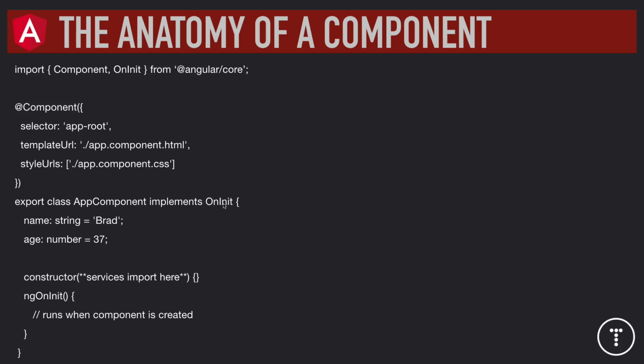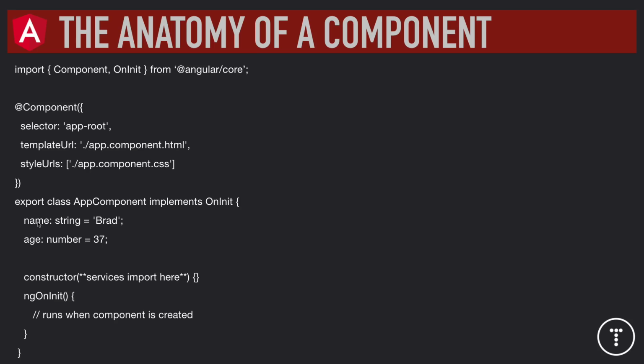So if you want to do something when that component is created, you want to do it in that method. You also have a constructor that runs automatically, but the constructor is basically to import any services that you want to use. Don't worry if this doesn't make sense. We're going to do all this. So we also have properties.